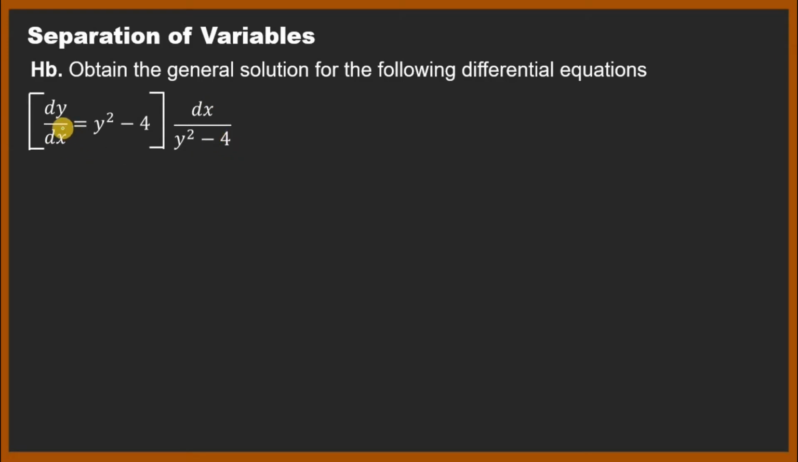Sa ating left side, mawawala si dx, magkakaroon ako ng y squared minus 4. Ito siya. And then, on our right side, mawawala ngayon si y squared minus 4. Ang matitira na lang ay si dx. Now, for this part, makikita natin na si 1 over y squared minus 4 is a function of y, and then dx, this is just a function of x, then our differential equation is separable.